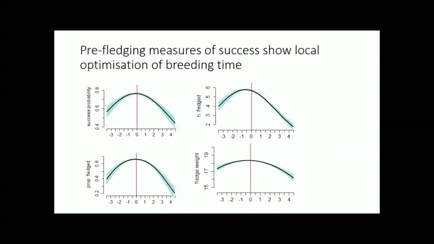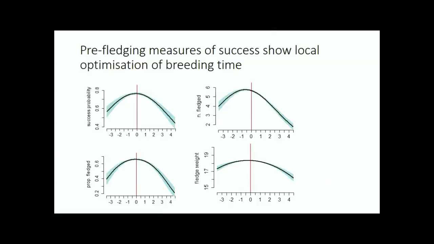And the same is true if we look at other measures of breeding success, where these measures are defined as occurring before fledging happens. In other words, these are measures of fitness that are determined by processes that should be local in their operation. So we've already looked at the probability of success. Here's the number of offspring fledged. Here's the proportion of eggs laid that were fledged offspring. This is the fledging weight of the offspring. In each case, there's a strongly quadratic relationship with a maximum that's quite close to a mean of 0, in other words, to the average laying date for birds in that individual nest box.